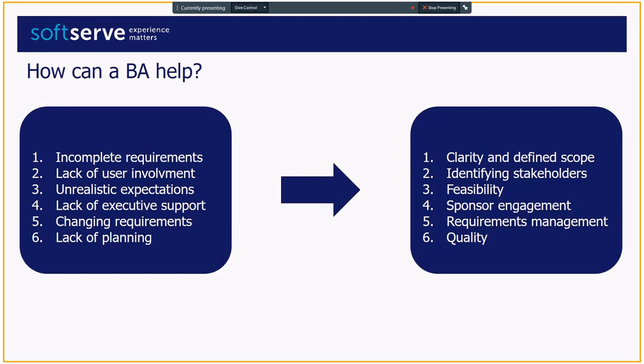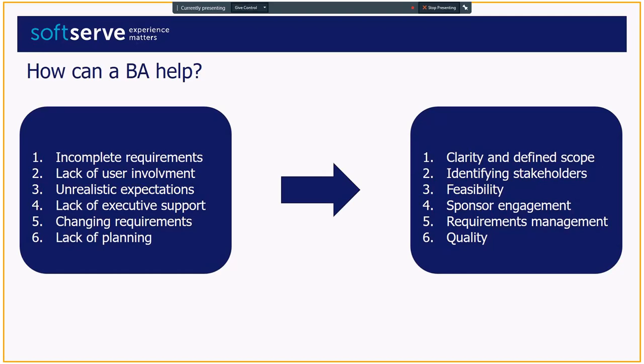So how to solve the problem with incomplete requirements? Clarify and define the scope of a project. And as you saw during all of those phases that we have since the pre-sales, we are trying to understand what needs to be done. Lack of users' involvement, easy. Identify the stakeholders and try to involve them in the whole project. Try to organize workshops, try to talk to them in demo sessions and so on. Unrealistic expectations.